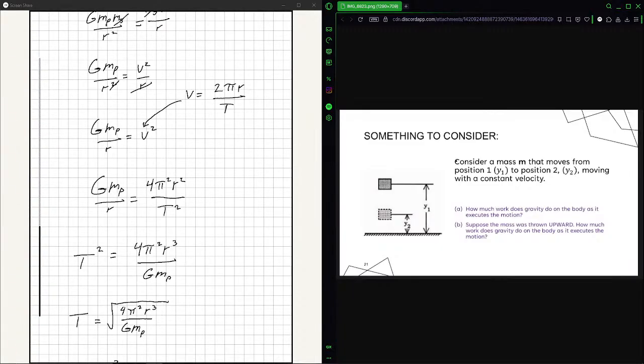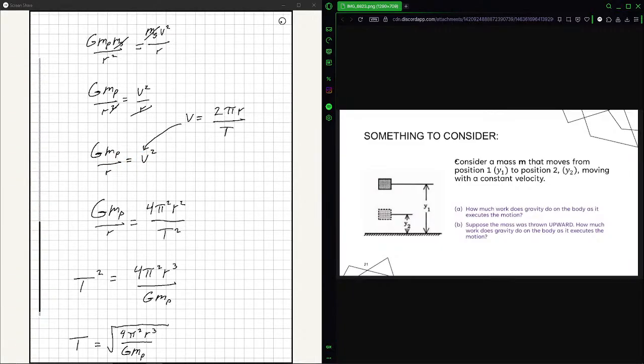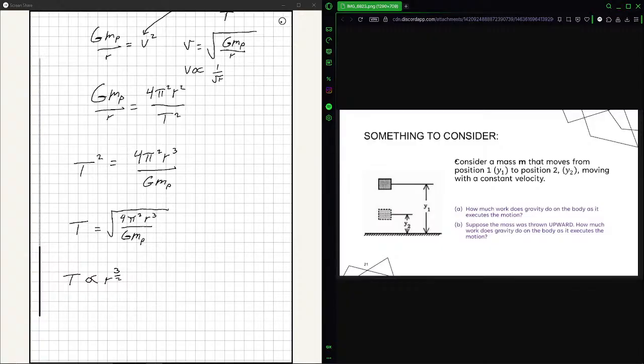You can also just look at this formula here. This is also another important formula. V is proportional or equal to the square root of GM over r. So that means that velocity is inversely proportional to the square root of r. You don't have to memorize that, but generally speaking, you should understand it.